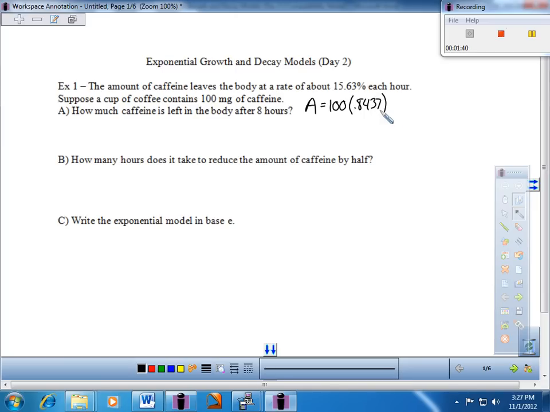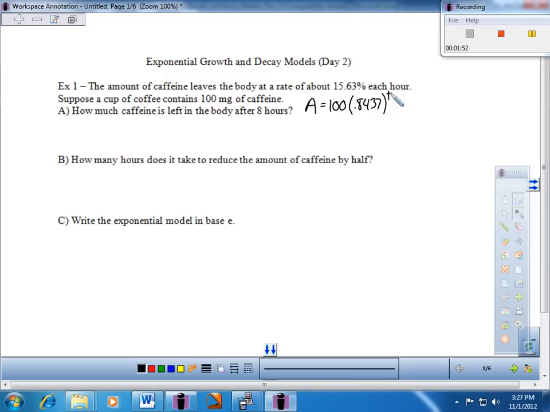Just in case you're not sure where that number comes from, it is 1 minus the percent decrease, so 1 minus 0.1563. And of course, we're going to raise that to the t, as we've been doing all along. And again, we've done this before, where if I give you an input, you can give me an output, and vice versa. That's what A and B will be about here.